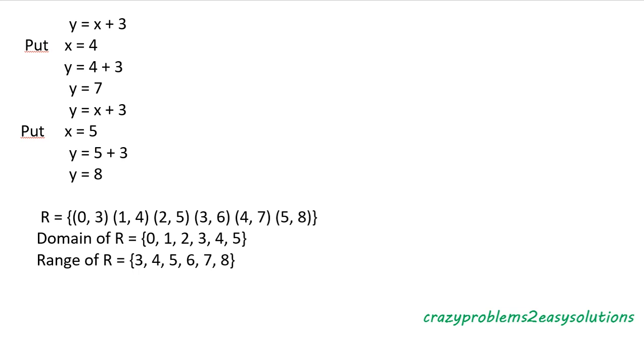Then the domain of the relation. We know the domain consists of the numbers in the x coordinate, so we write the domain of R by looking at the x coordinates: 0, 1, 2, 3, 4, 5. Next, the range of R is the set of y values: 3, 4, 5, 6, 7, 8. This is the domain and range of R.